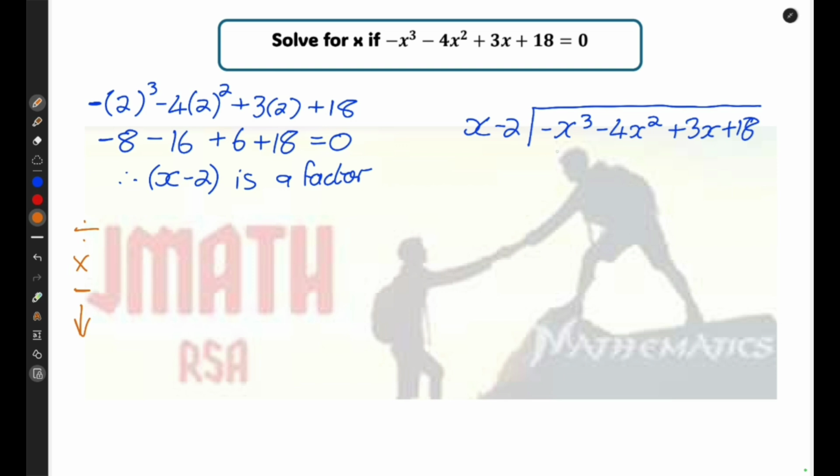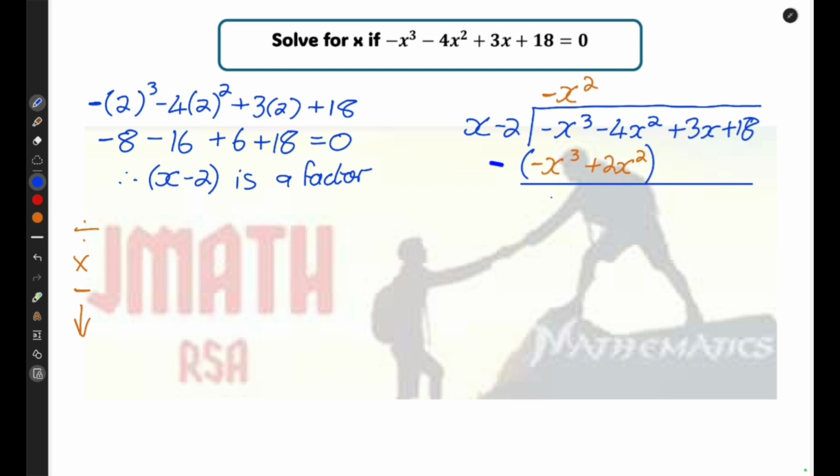Okay, so I'm going to say, what is minus x cubed divided by x? That gives me minus x squared. Now I need to take minus x squared and multiply it by x minus 2. So that would give me minus x cubed and then plus 2x squared. Okay, now I need to subtract this.